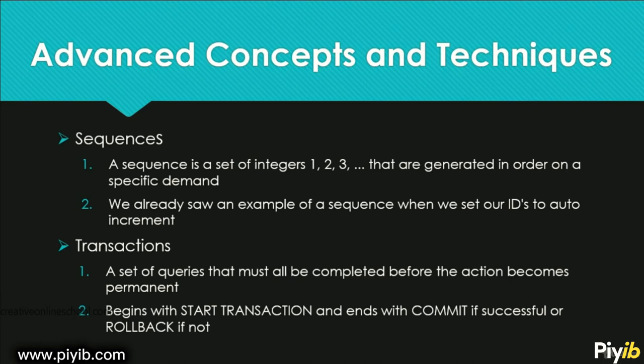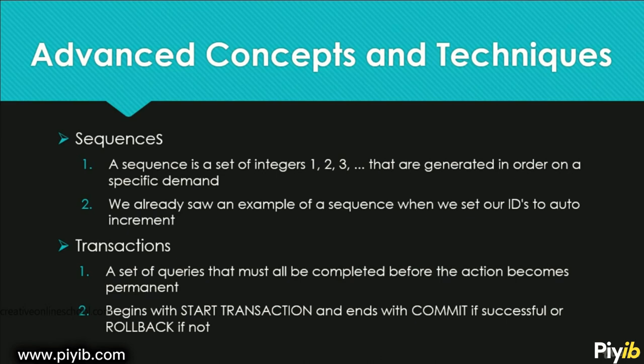One of the things that transactions are necessary for is things like auto-incrementing. The correct ID has to be determined, and then the insert has to happen. And we need to make sure that nothing happens in between, and so we can use a transaction. Transactions begin with the start transaction command and end with commit if the transaction was successful, or rollback if not. It will undo everything that happened within the transaction.